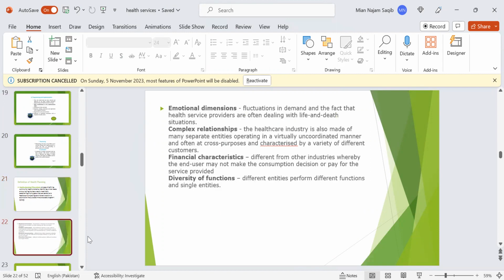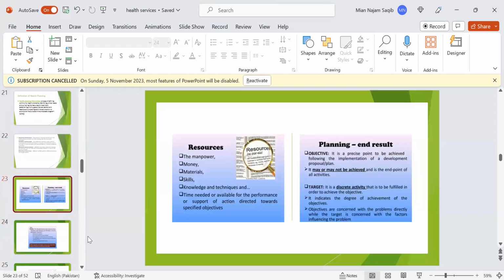Health planning basically involves emotional dimensions, which include fluctuations in demand and the fact that health service providers are often dealing with life and death situations. It involves complex relationships, as the healthcare industry is made up of many separate entities operating in a virtually uncoordinated manner and often at cross purposes, and is categorized by a variety of different customers. It has financial characteristics different from other industries, whereby the end user may not make the consumption decision or pay for the service provided. It also has a diversity of functions, where different entities perform different functions in single entities.